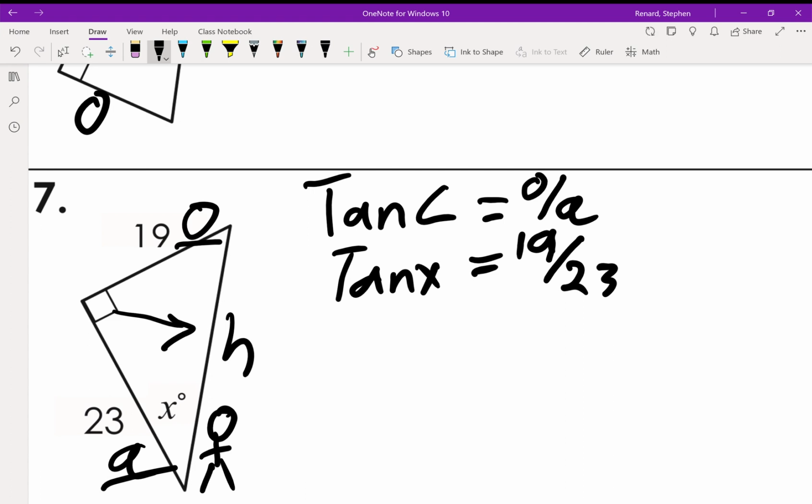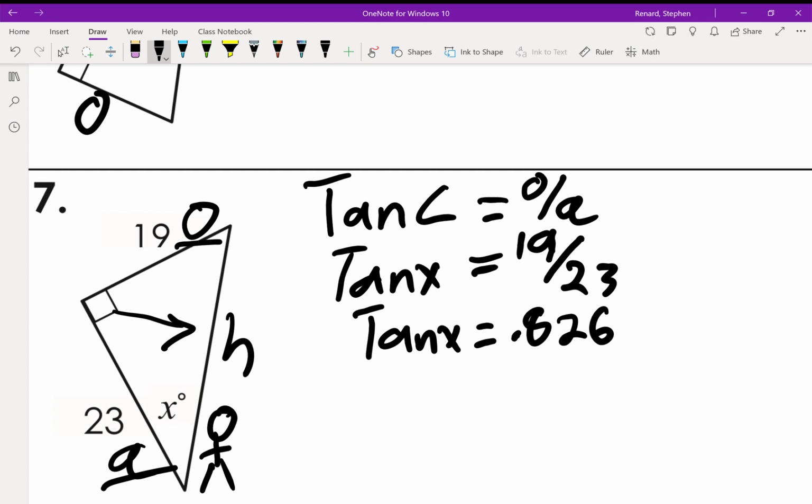And I get 0.826086957. Nope, erase that. 0.826. And so on and so forth.